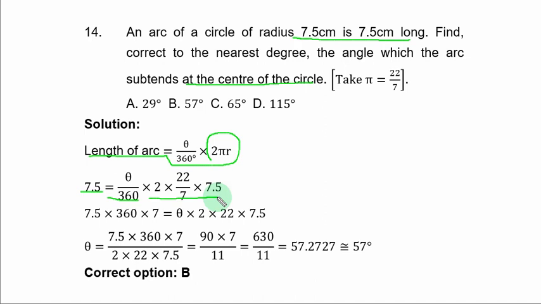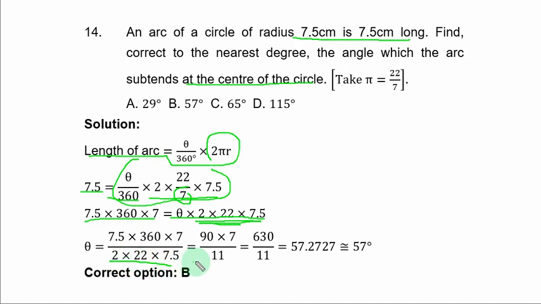So let's clear the fractions by multiplying through by 7. Everything here is over 1. So this 7 will simply multiply the left hand side. The same thing with 360. So you have 7.5 times 360 times 7. You've cleared the fractions, equal to theta times 2 times 22 times 7.5. To get theta, divide both sides by this term. So you have theta equal to the left hand side divided by 2 times 22 times 7.5.